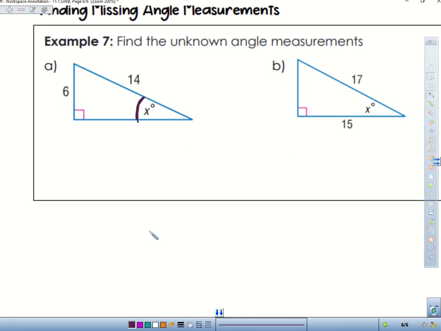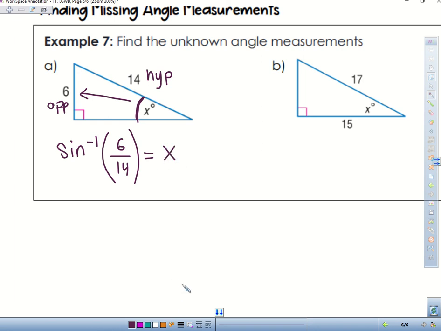So when you're missing an angle instead of a side, however you want to write this, remember it, whatever you want to do, you always use the inverse. When you're missing an angle, you use the inverse. So in this case, the sides I do have are opposite and hypotenuse. Would you all agree with that? So here's how you do it. Since it's opposite and hypotenuse, I have to use sine inverse. So sine inverse of opposite over hypotenuse is equal to x. So in your calculator, you're going to do sine inverse 6 divided by 14.